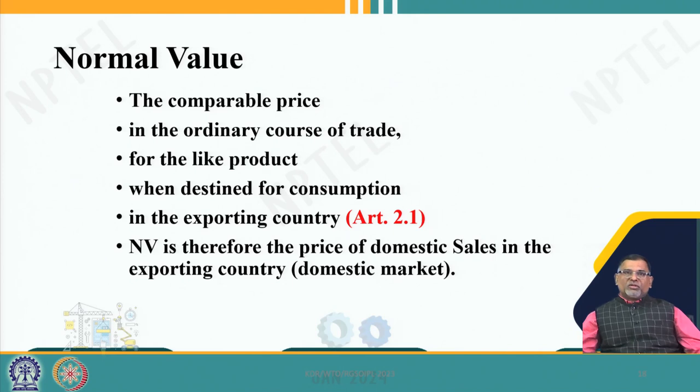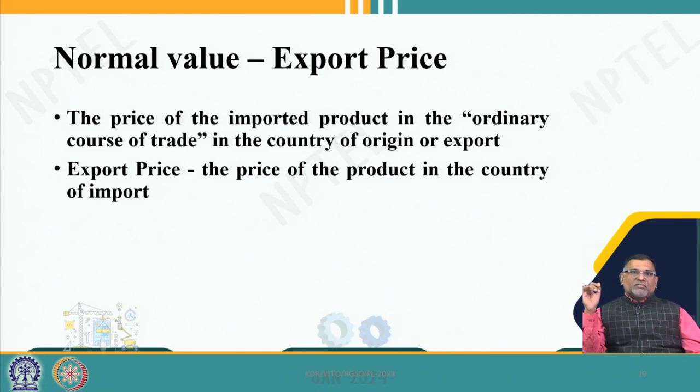But in the WTO, the normal value is elaborated. It says the normal value is the comparable price, in the ordinary course of trade, for the like product when destined for consumption in the exporting country. Simply put, normal value is the domestic sale price of the goods which are exported. For the same goods, what is the price in your domestic market, and what price are you selling the same product at in the export market? A price comparison is made, and that is the normal value. The entire transaction should be in the ordinary course of trade. It should not be a special price.